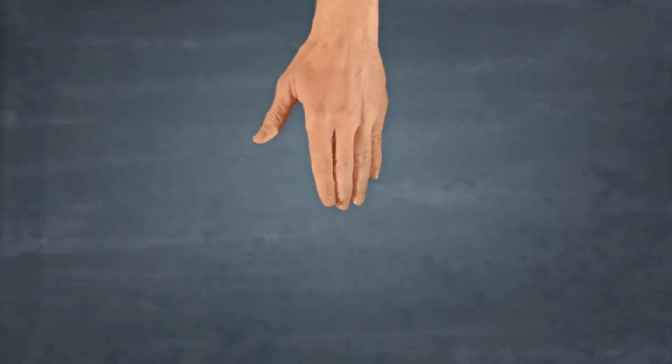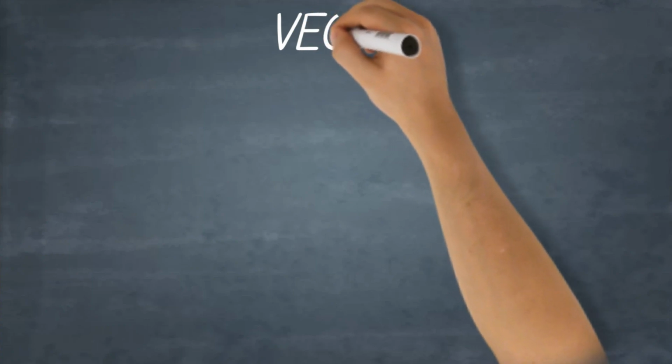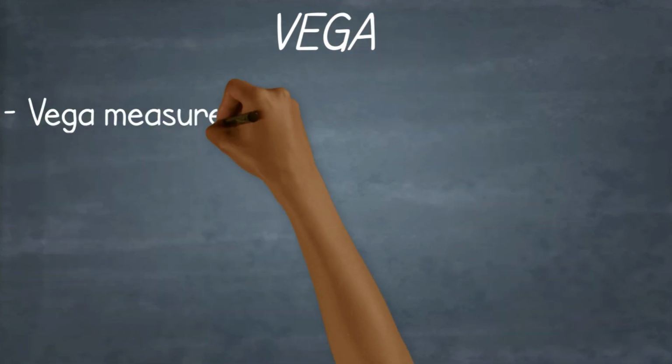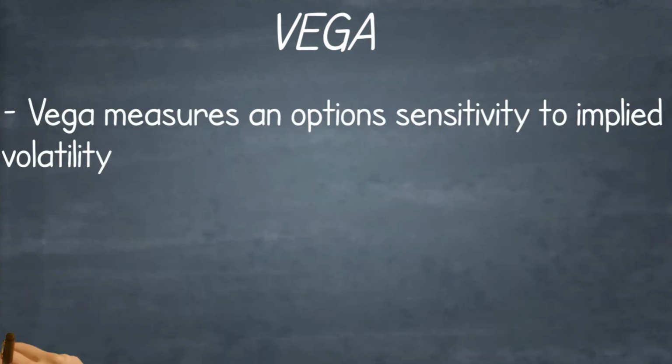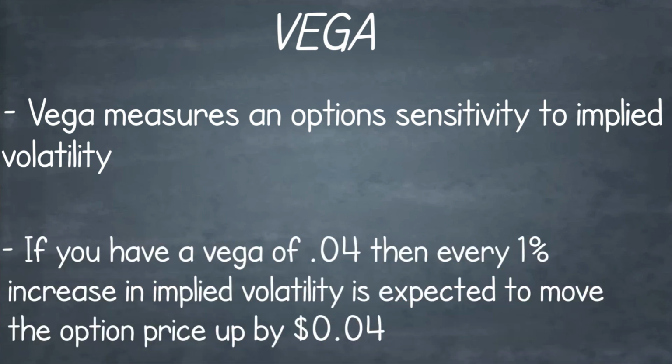Now moving on to vega. Vega oversees volatility. Vega estimates how much the option's price will change with every 1% change in implied volatility. If you bought a call with a 0.04 vega and implied volatility moves up 1%, it is expected that your call will increase 4 cents in value.